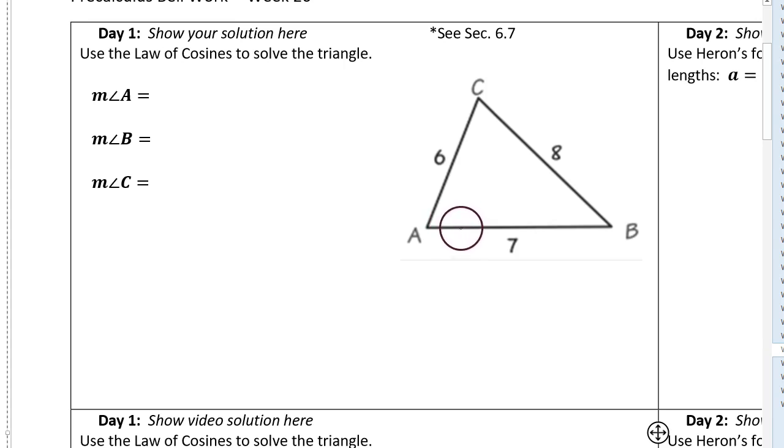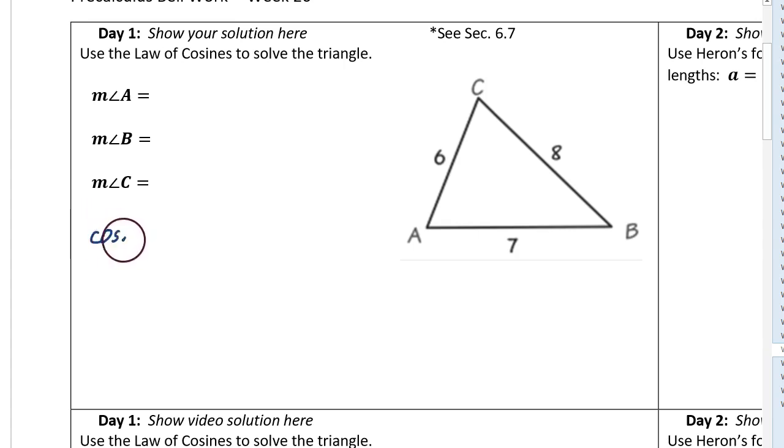Now we only need to do the law of cosines one time because that'll get us an angle measurement, and then we'll know enough information to use the law of sines. So I'm going to figure out angle A first, and I'm going to use the law of cosines formula that focuses on angle A. It looks like this.